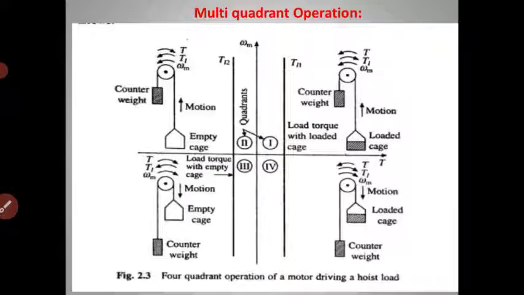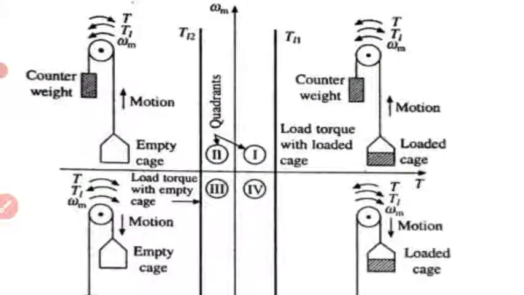Already I have discussed these points. This is the multi-quadrant operation of a motor drawing a hoist load. A hoist consists of a rope wound on a drum coupled to the motor shaft. If you are looking here, it is coupled.